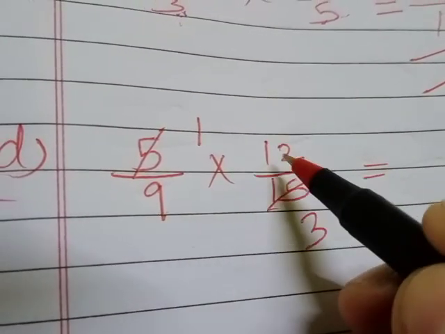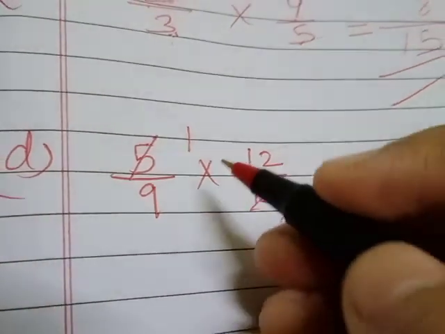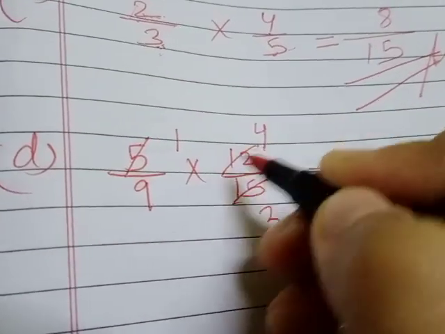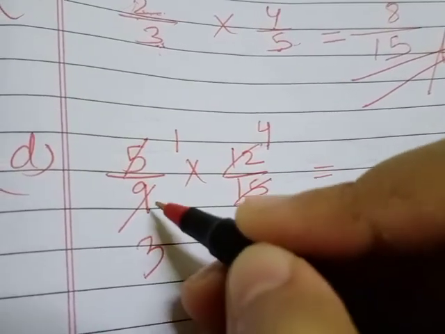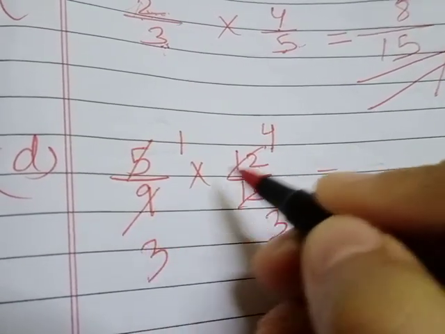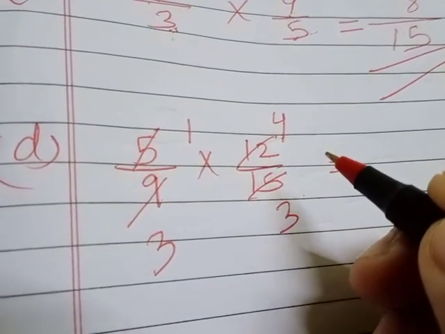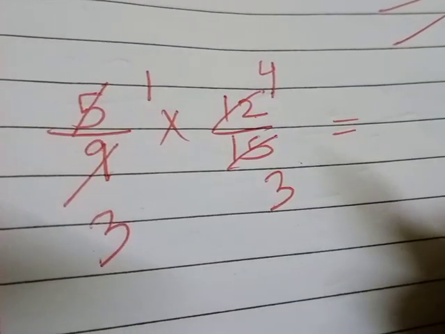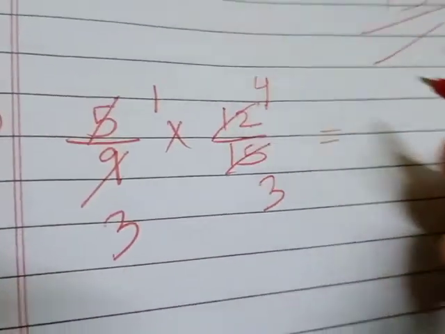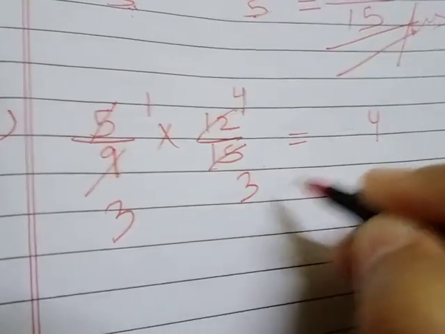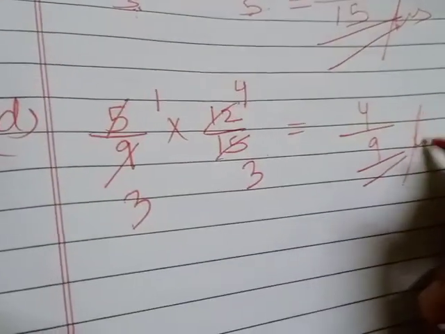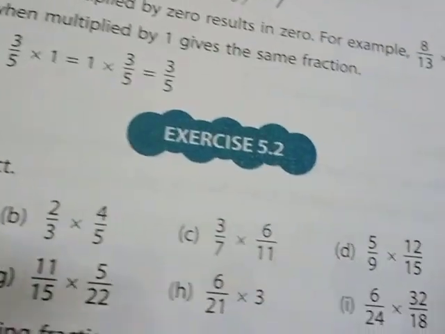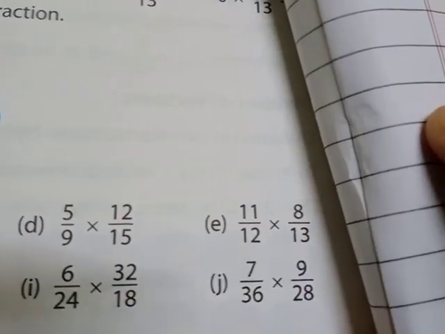Then we have 12 and 9. They both are also divisible in the table of 3, right? So 3 4s are 12, 3 3s are 9. 9 and 12, both the numbers are coming in the table of 3. So we will divide like this. Now nothing is divisible. We will multiply. 1 4s are 4 and 3 3s are 9 is your answer. D is done.